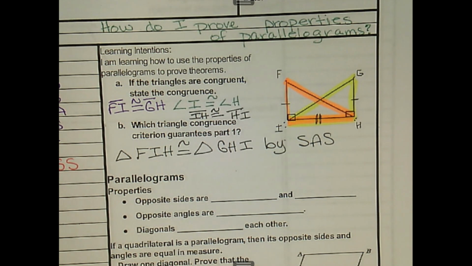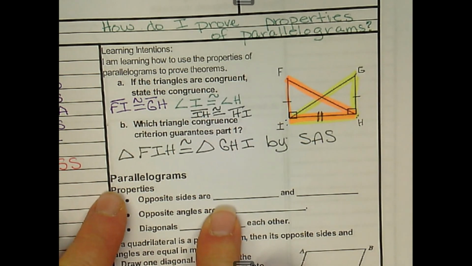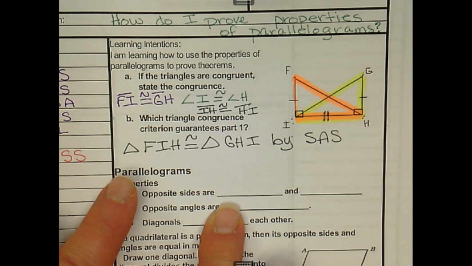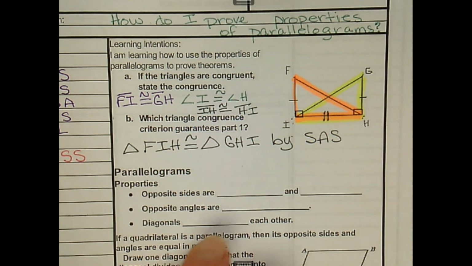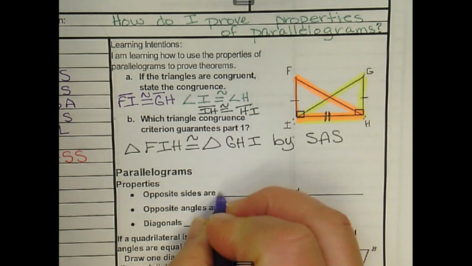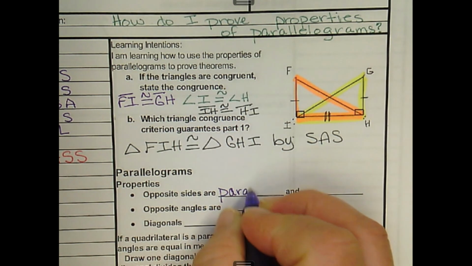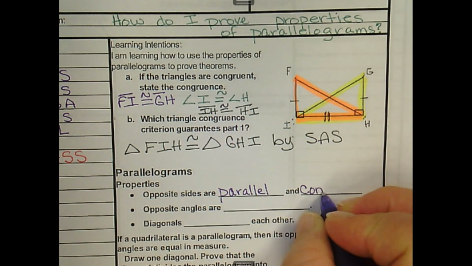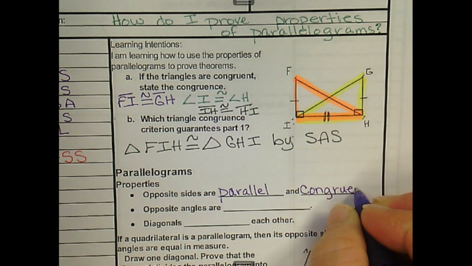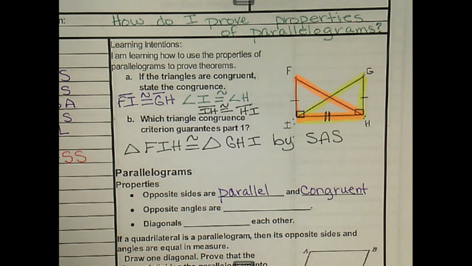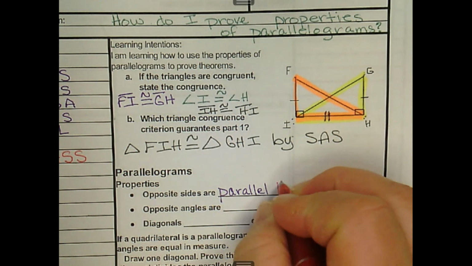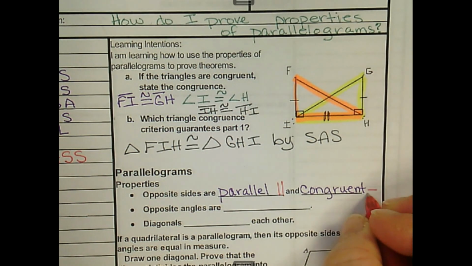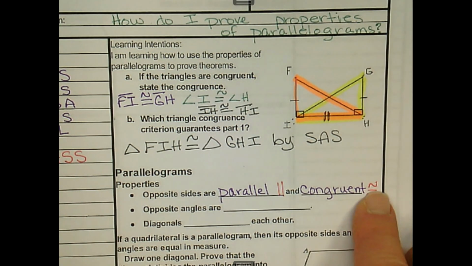Okay, so let's look at the property of parallelograms. Opposite sides are what and what? Well, the first thing is actually in the name. They are what? If you said parallel, you are correct. And if you said congruent, you are correct. The symbol for parallel is two lines straight up and down. The symbol for congruent is an equal sign with a sideways S up above it.